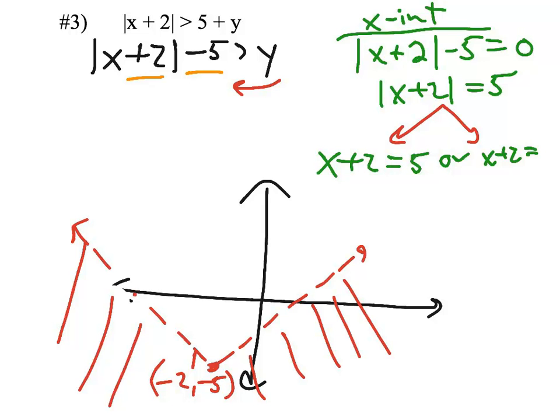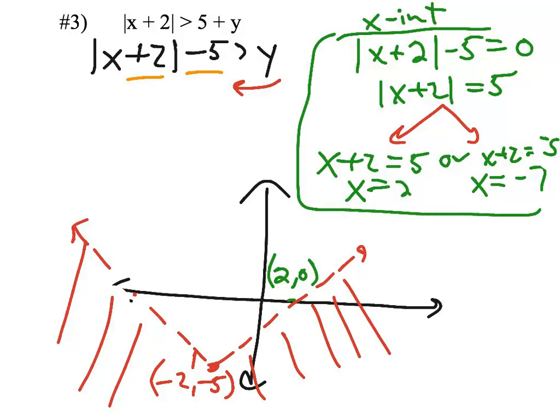So that would be x plus 2 is equal to -5. Solving each of these, if we solve the first one, we get x is 2. So this x-intercept here might be 2. The other one, if we subtract 2 from both sides, a -5 and a -2 is a -7. So those are the x-intercepts. And that is the graph for number 3.